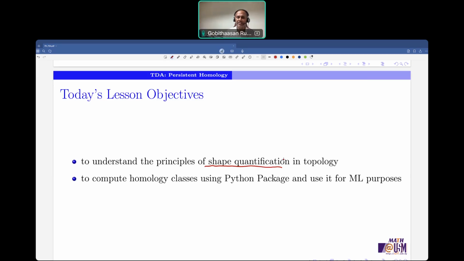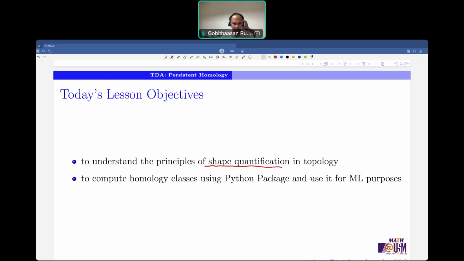So rather than directly using the data set and pushing it straight away into machine learning model development, you will first do so-called feature extraction or feature engineering from a persistent homology algorithm, and then you will push it to machine learning model development.